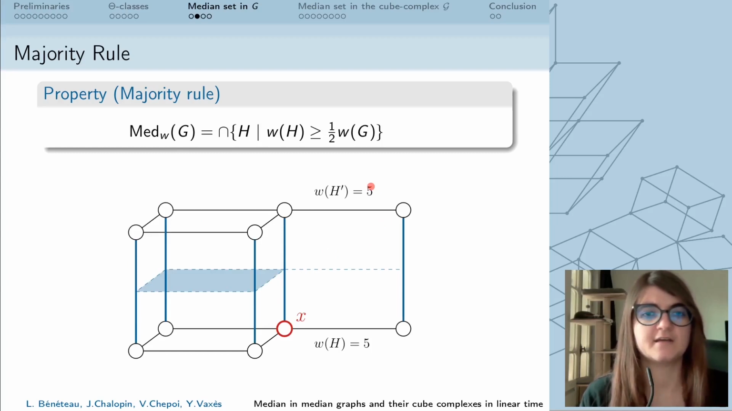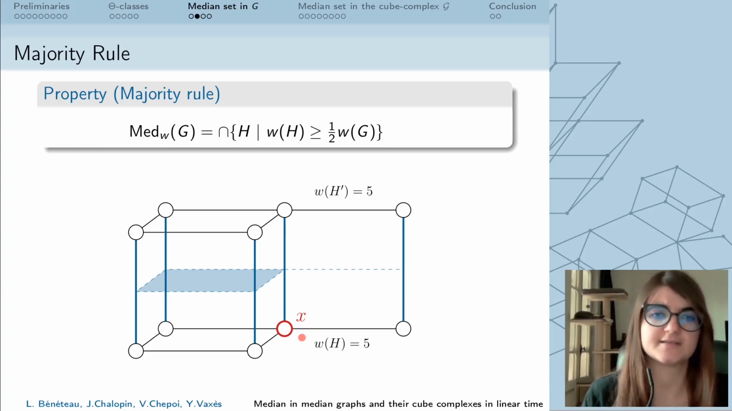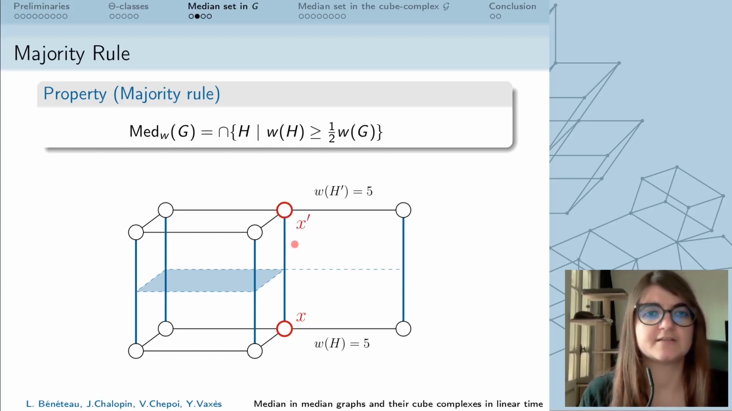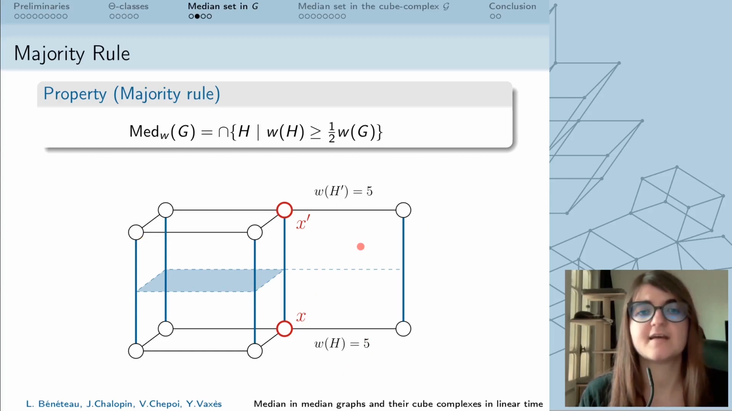Also, if we take 2 half spaces that have the same weight, so half of the weight of the graph, and we take this vertex, and we assume that this vertex is in the median set, and if we take its gate on the other half space, X prime is 1 step further of 5 vertices and 1 step closer of 5 vertices, and then it will have the same median function as X, and then it will also be in the median set.